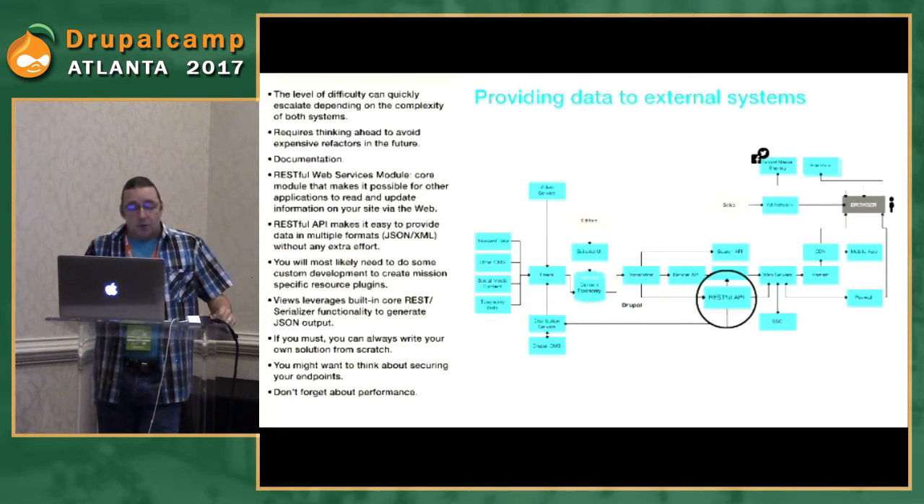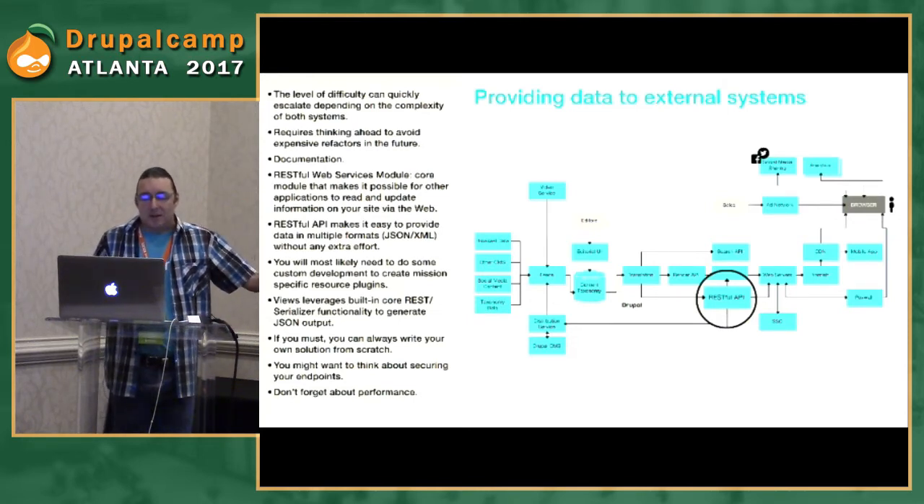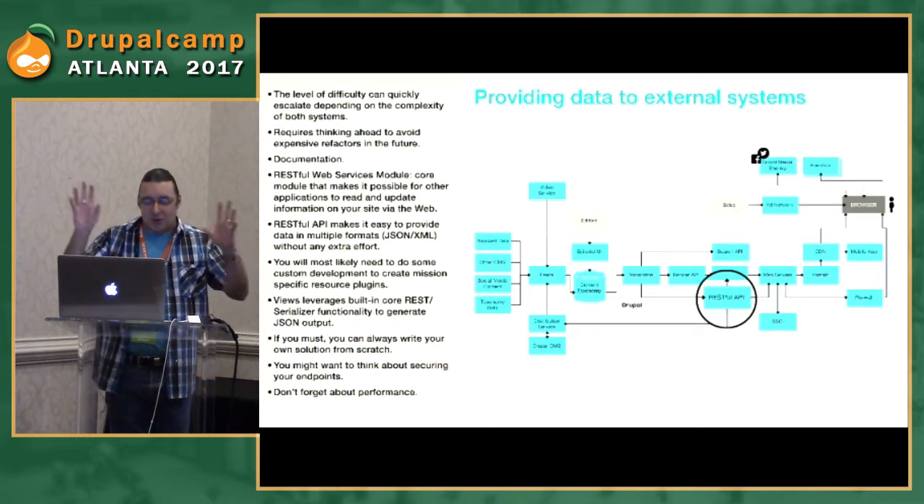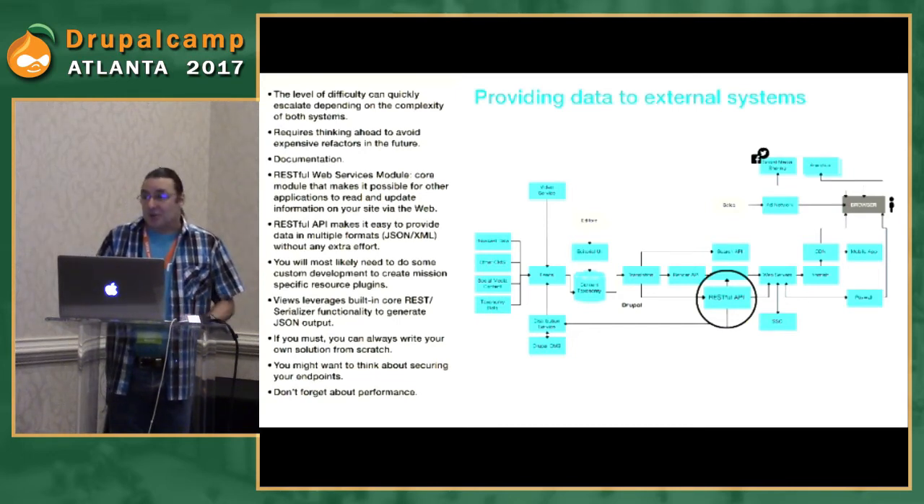And secure these endpoints too. You don't want people just spamming your API, and it's probably a good idea to throw some security on top of that. Just as we did when we were consuming data, there are tools out there in the contributed ecosystem that handle adding security to your API endpoints, so that's really good.